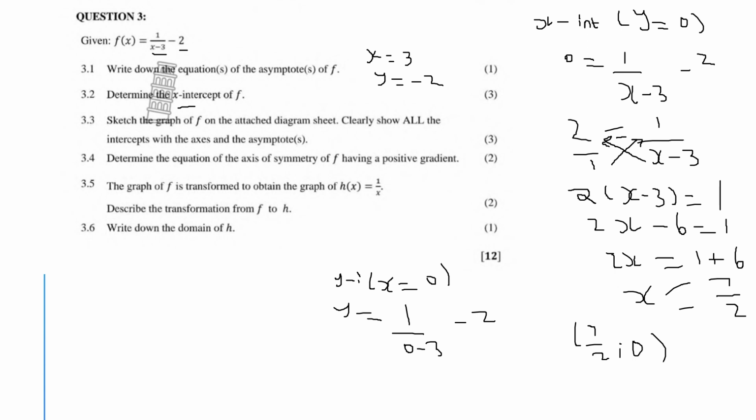So it will be 1 divided by -3, and then -2, so it's -2.33. So y equals negative 2.33. Yeah, so therefore we know x is 0 here, so it will be 0 and negative 2.33. Negative 2.33 as your y-intercept.